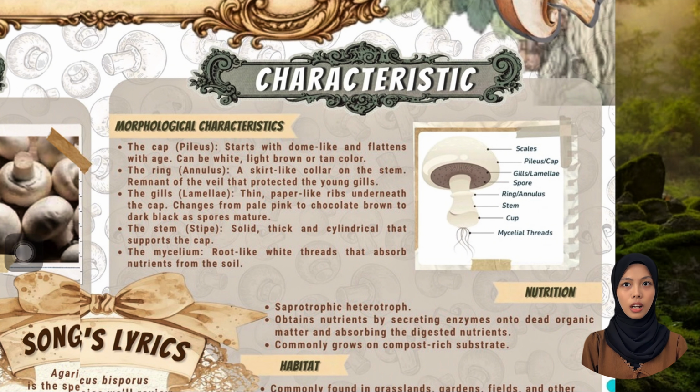Now, how does this mushroom survive? Agaricus bisporus is a saprotrophic heterotroph. Because it lacks chlorophyll, it cannot make its own food through photosynthesis like plants do. Instead, it relies on external digestion. It secretes powerful enzymes directly into the organic matter to break down complex materials like cellulose and lignin. Once those materials are broken down into simple nutrients, the underground mycelial threads absorb them. Because of this, it thrives beautifully on compost-rich substrates.